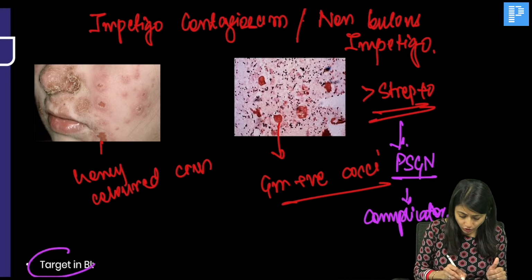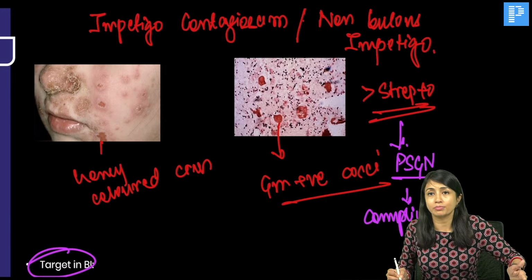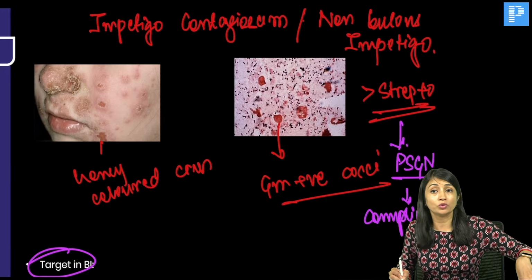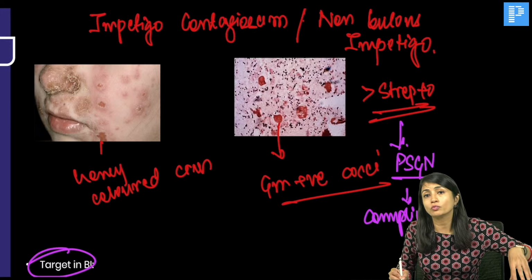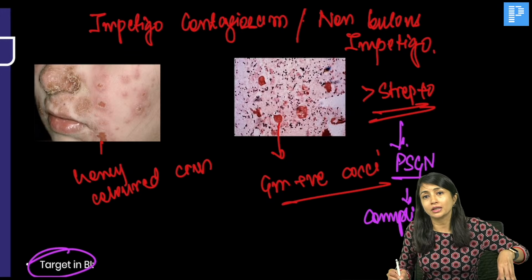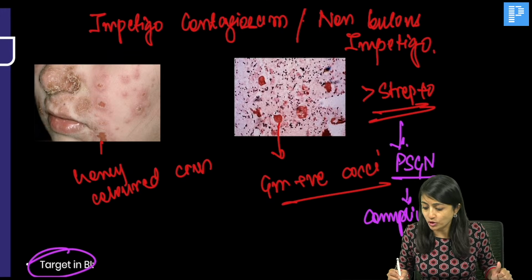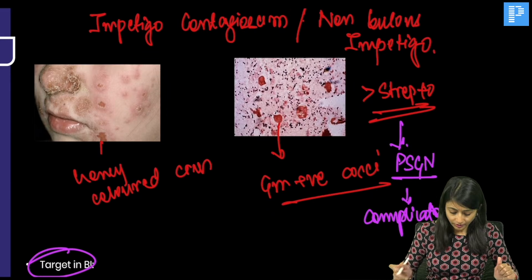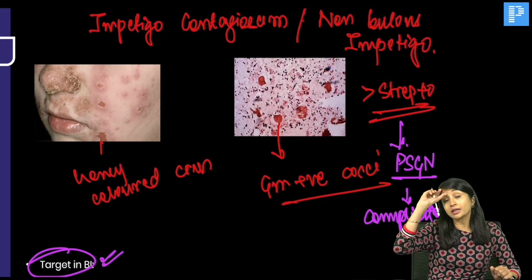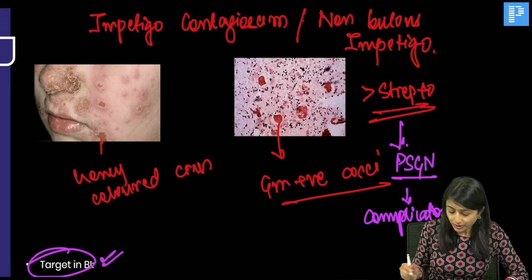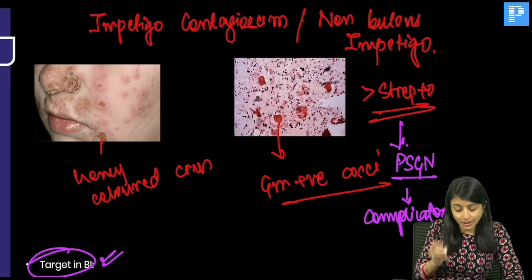Another important question. What is the target in bullous impetigo? In bullous impetigo, I am seeing bulla formation. So, why are the bulla being formed? What is the target structure in the skin which is affected in bullous impetigo? Perfect. The target in bullous impetigo is desmoglein. What type of desmoglein? Desmoglein 1.